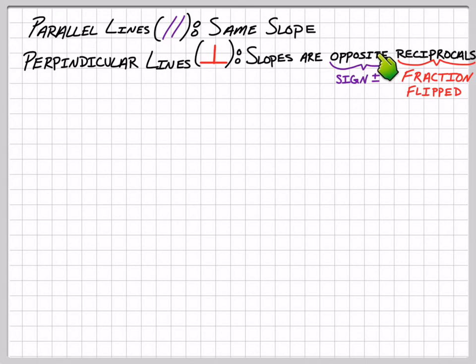So let's keep those straight. Opposite refers to the sign, reciprocal refers to flipping the fraction. Now, if you're a perpendicular line, your slopes are opposite reciprocals, so you have to do both. Change the sign and flip the fraction.